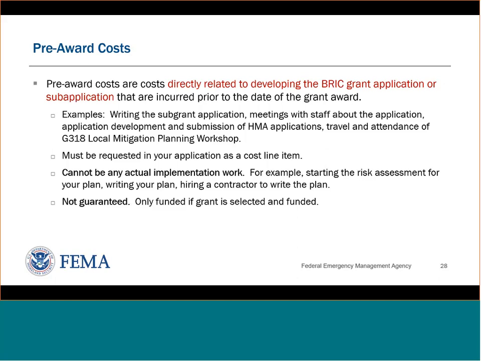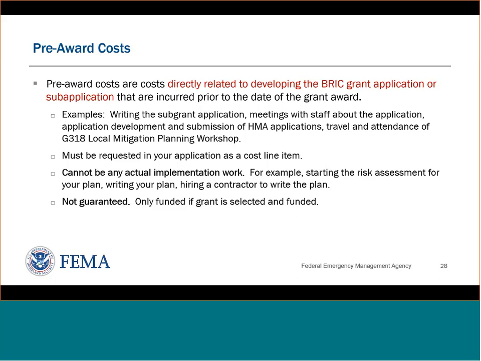in the FEMA Go budget. And they can't be any costs that are associated with doing actual implementation of the work. So, for example, starting the risk assessment for your plan or actually writing your plan. Any of those elements would be the actual implementation. So they have to be those costs that are occurring in developing the BRIC grant application or sub-application, not actually doing the implementation of the work itself.